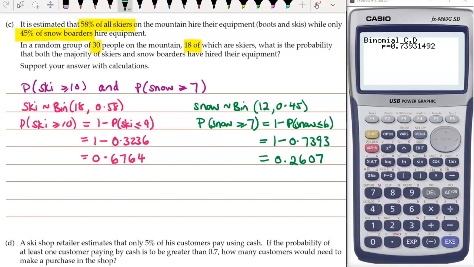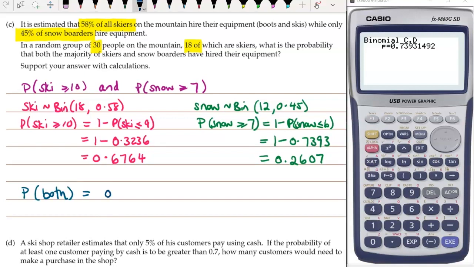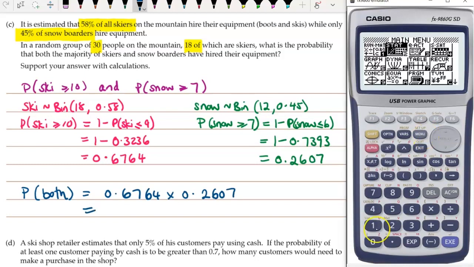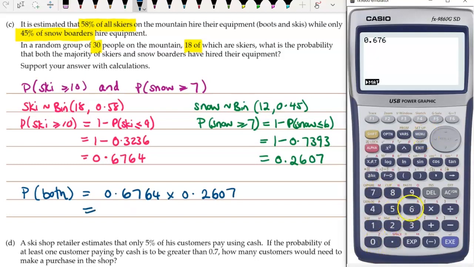So that's 0.2607. Now the probability of both things being met is that we times those two probabilities together. That's 0.1763.